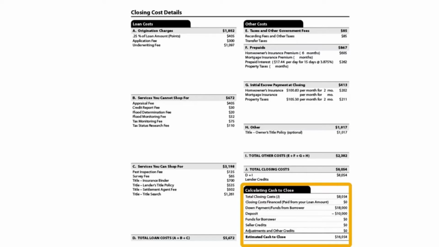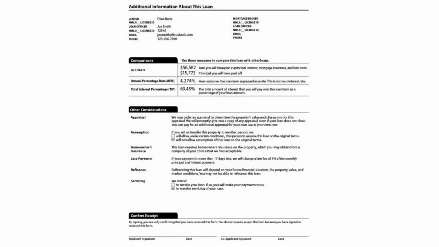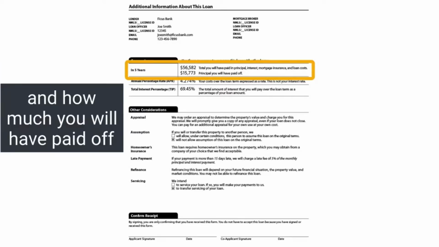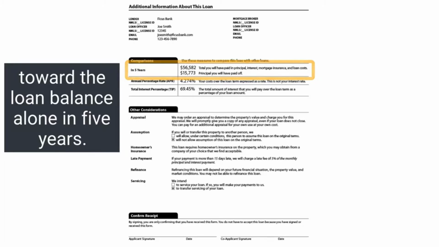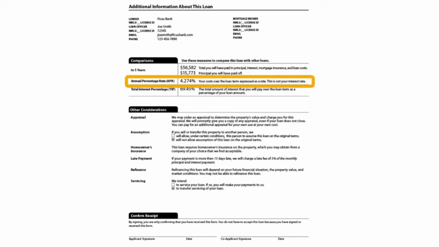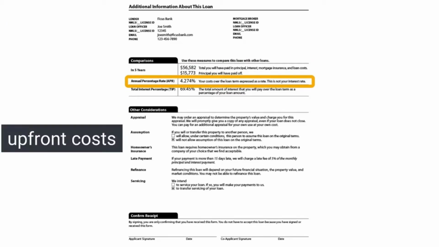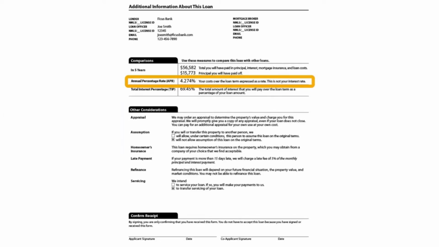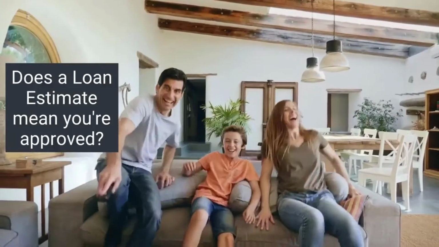Finally, let's look at page 3 of the loan estimate. Page 3 of the loan estimate has a few more key numbers, such as in 5 years, which shows how much you will have paid altogether and how much you will have paid off toward the loan balance alone in 5 years. APR. The APR represents your total loan costs over the life of the loan, including interest and upfront costs, expressed as an annual percentage rate. Does a loan estimate mean you're approved?